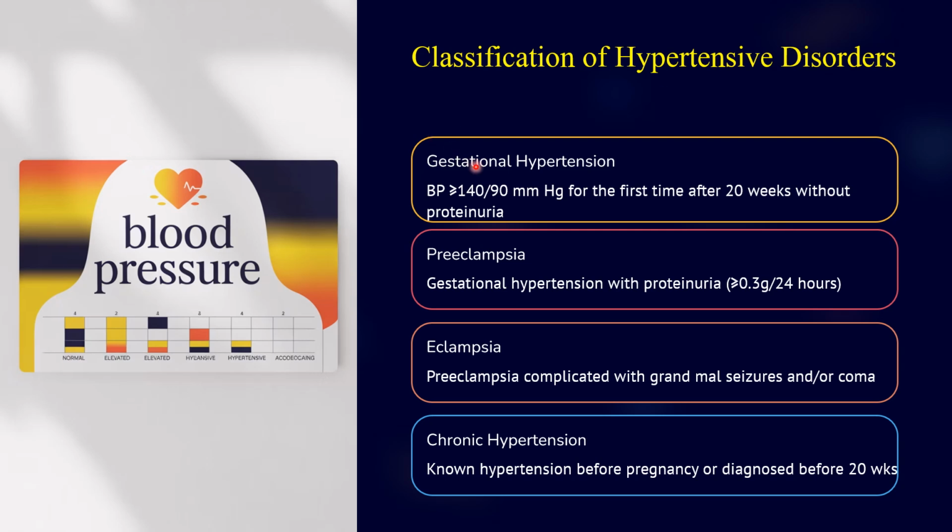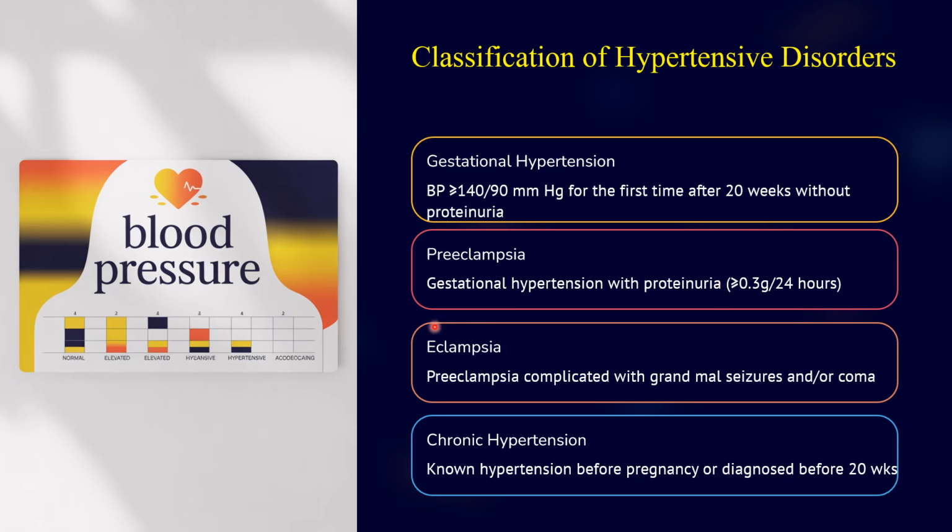So we have gestational hypertension, preeclampsia, eclampsia, and chronic hypertension. So what is gestational hypertension? Gestational hypertension is where the BP is more than or equal to 140 by 90 before proteinuria, and it does not show any proteinuria. So that means there is only a rise in the BP but no proteinuria. Preeclampsia is gestational hypertension with proteinuria, which means there is a rise in the BP with proteinuria.